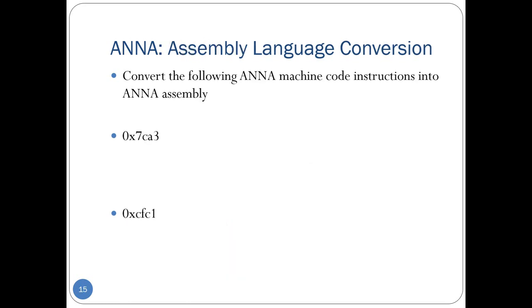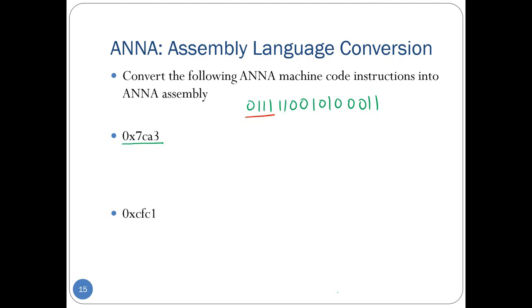Now this question is asking you to do the other way around conversion. So essentially, you're already given the machine code, and now you have to come up with the ANA instruction. So the first thing you should do is to convert this hexadecimal into binary, right? So 7 is basically 0 1 1 1, C is 1 1 0 0, A is 1 0 1 0, and 3 is 0 0 1 1.